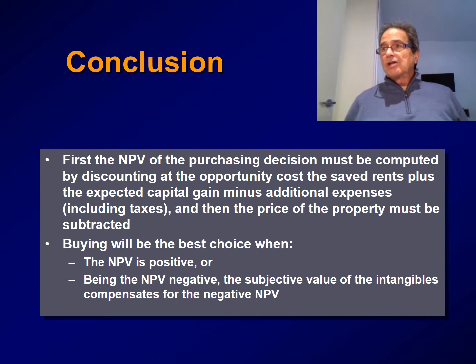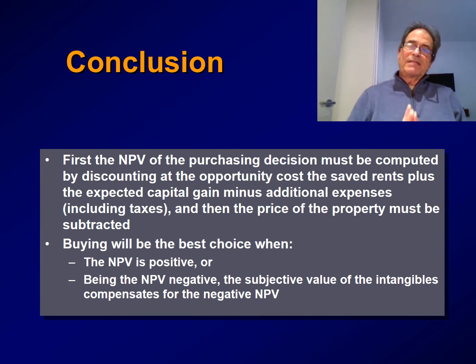But of course, this does not account for the intangibles. If we account for the intangibles, we can even decide to buy when the net present value is negative, as long as the subjective value of the intangibles is larger than this negative net present value.